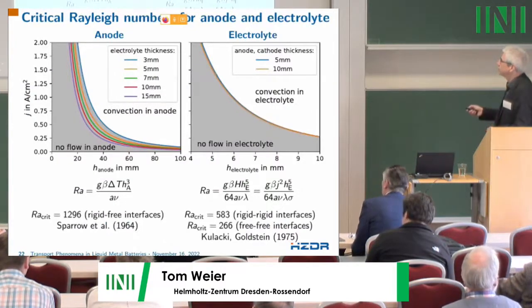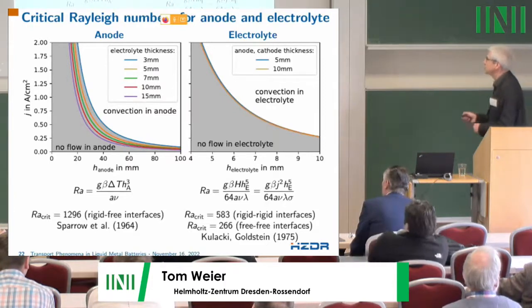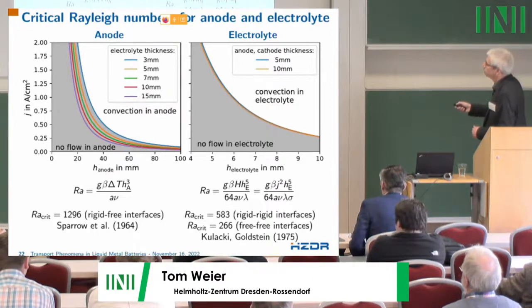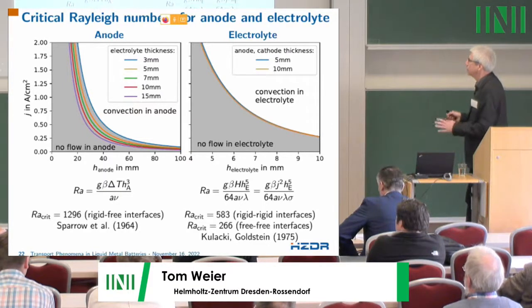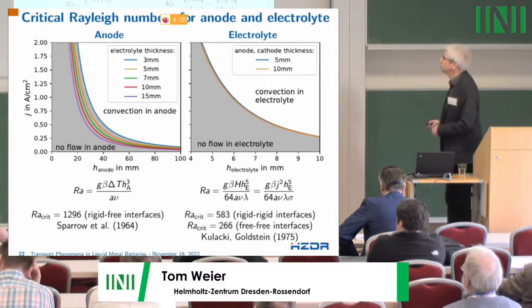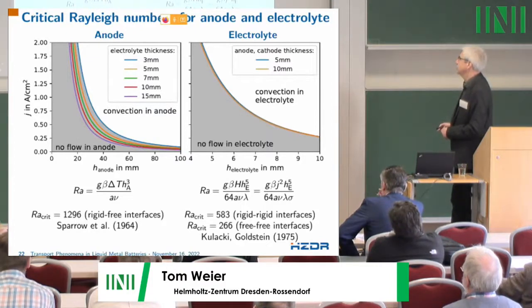Critical Rayleigh numbers for some real setups. So we have the anode height here, the current density we could apply, and different electrode thicknesses. And it turns out that for relatively flat anodes that are reasonable, below 20 millimeters or so, because you typically don't have too much material in the cathode either, you would not expect a large flow in the anode.